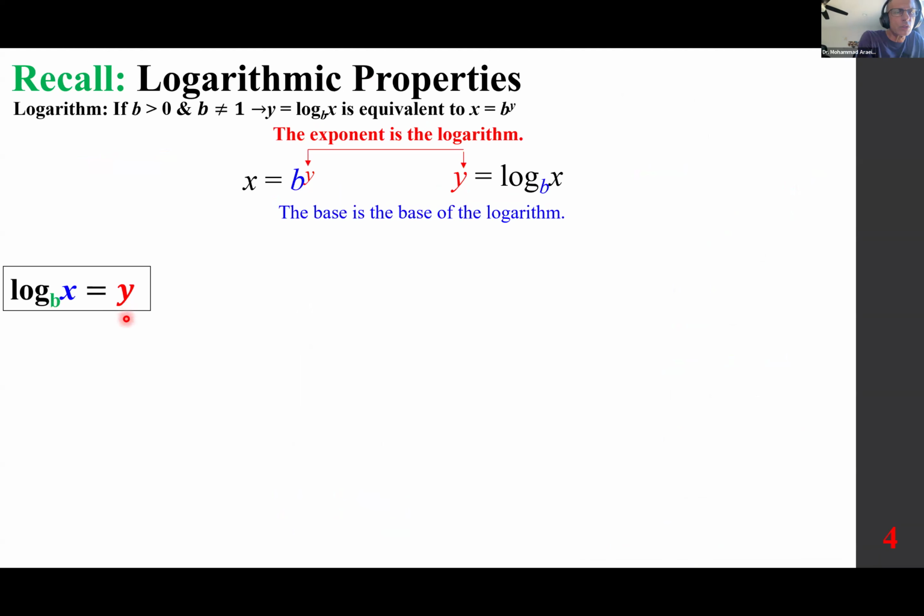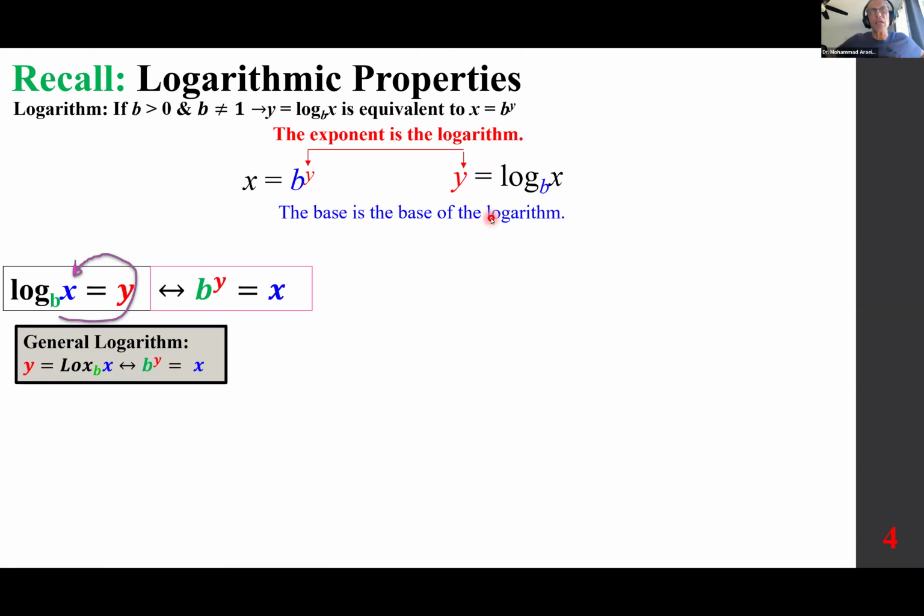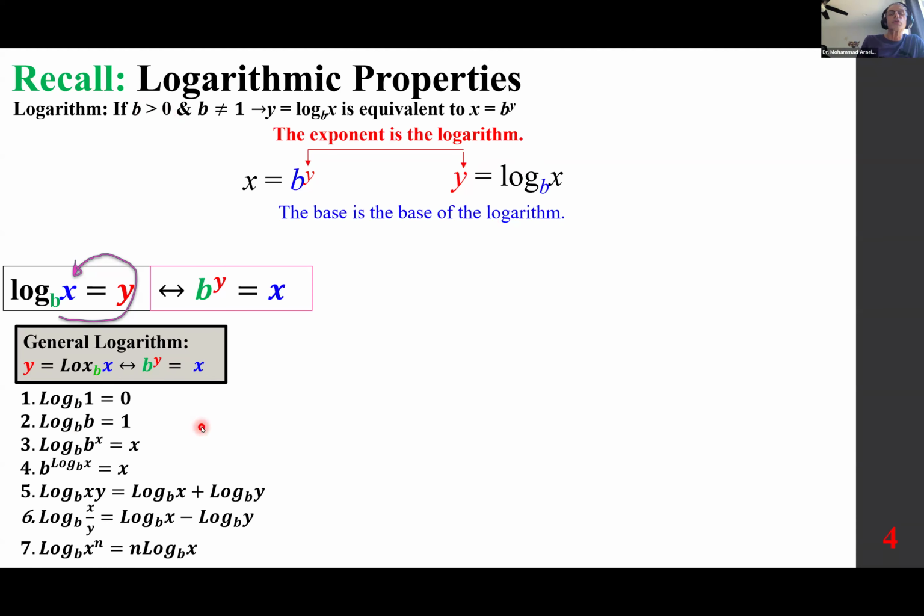Log x base b equals y. According to this arrow, it means b to the power of y equals x. Bear in mind, b must be positive and can't be 1. When you look at both the exponential format and logarithmic format, they have the same exponent y, they have the same base b. Therefore, for the general case where b is any number, as long as it is positive and can't be 1, we have several properties, more specifically 7.